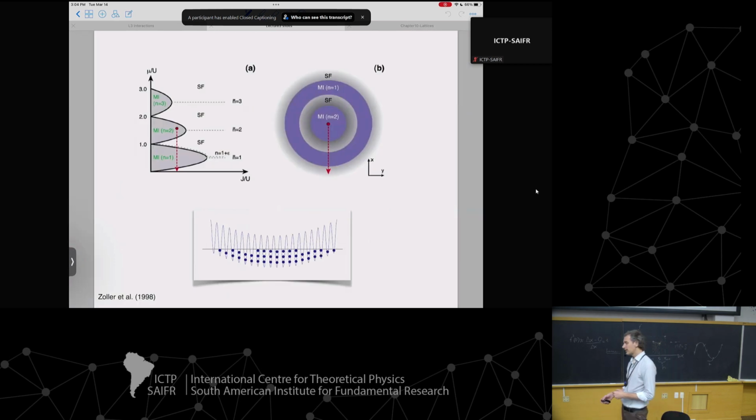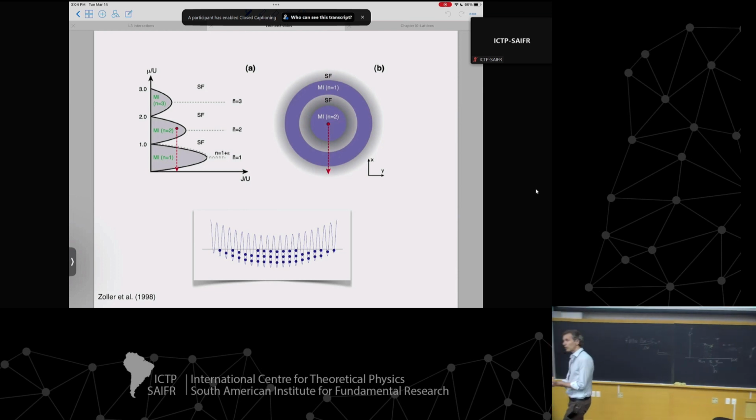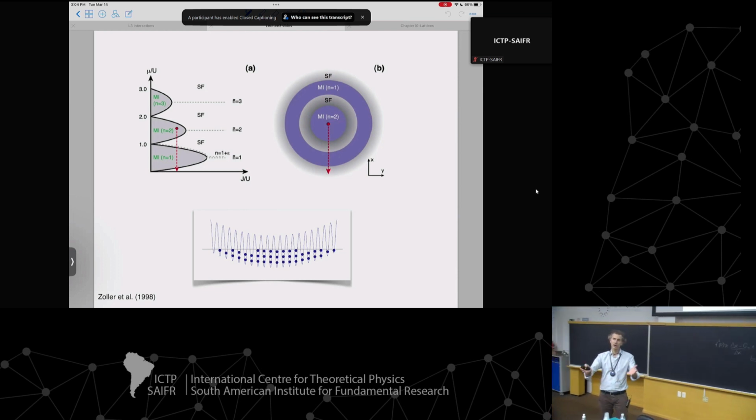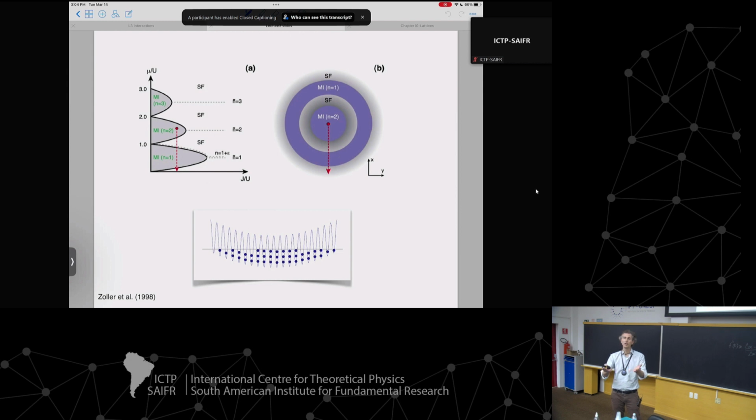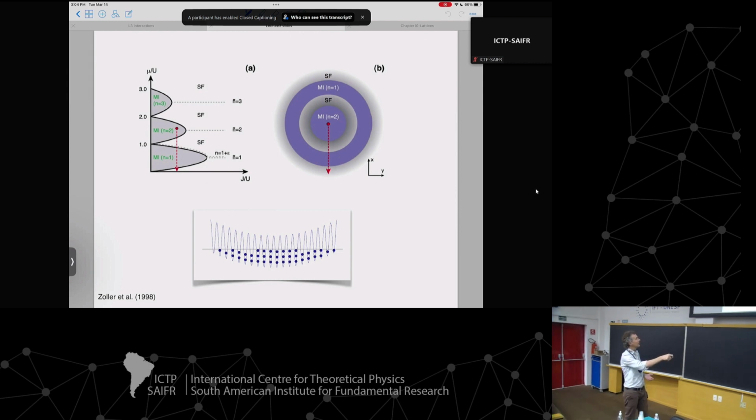The way you do that is, first of all, the lattice sits in a harmonic confining potential. So at the very edges, there's just 1 or 0 atoms. And then further in, because the density is higher, you're choosing between whether there's 1 or 2 atoms. And then further in, you're choosing between 2 or 3 atoms.